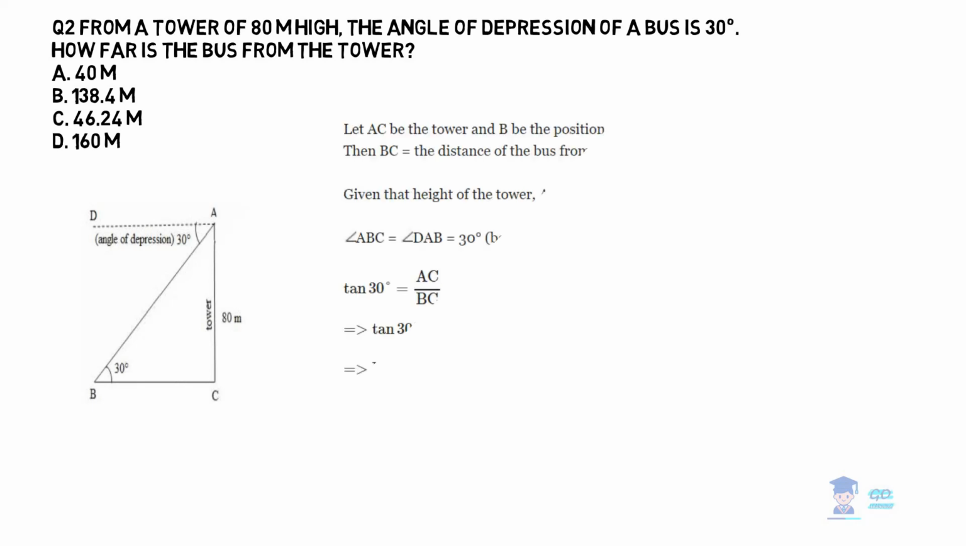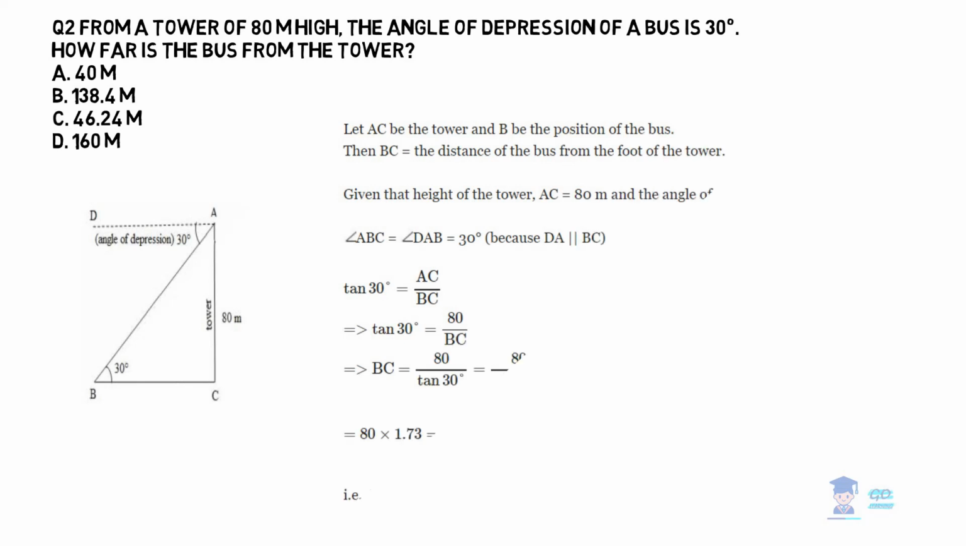From a tower of 80 meters high, the angle of depression of a bus is 30 degrees. How far is the bus from the tower? A simple question. Just one height is given and one angle is given, and the other side is asked. First we'll construct the triangle for this question. So this is the triangle. Angle B is 30 because they are called alternate angles. AC is the tower's height, so 80 meters, right?